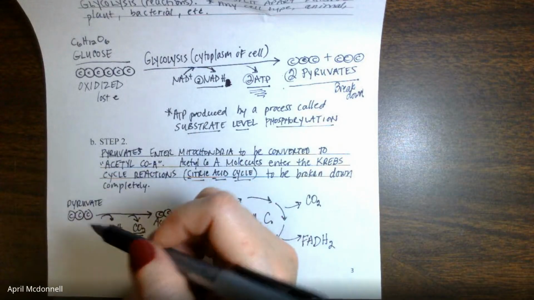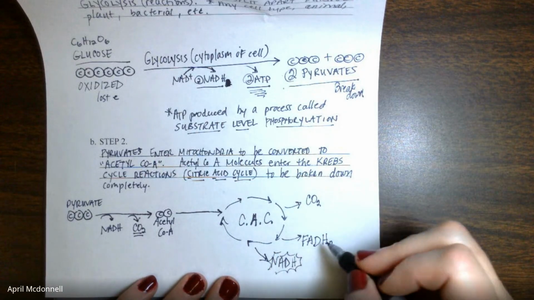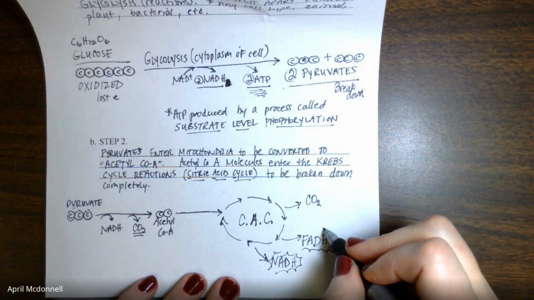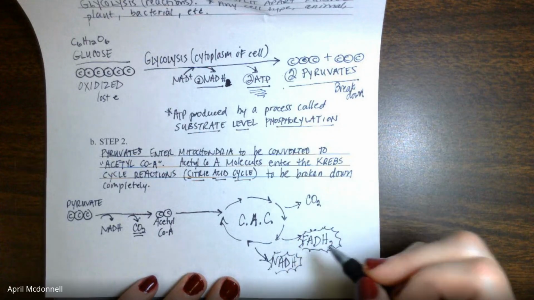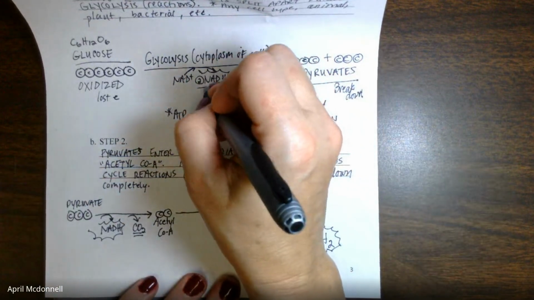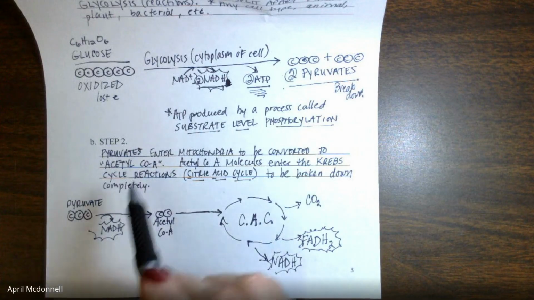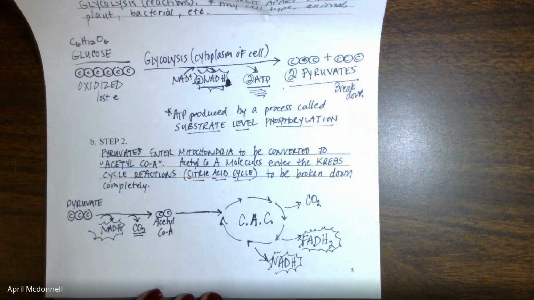So please do not forget that these guys have energy. These are our electron carrier molecules. They have energy to offer. We want to get the energy from our electron carrier molecules, and I'll show you how we do that in step 3.